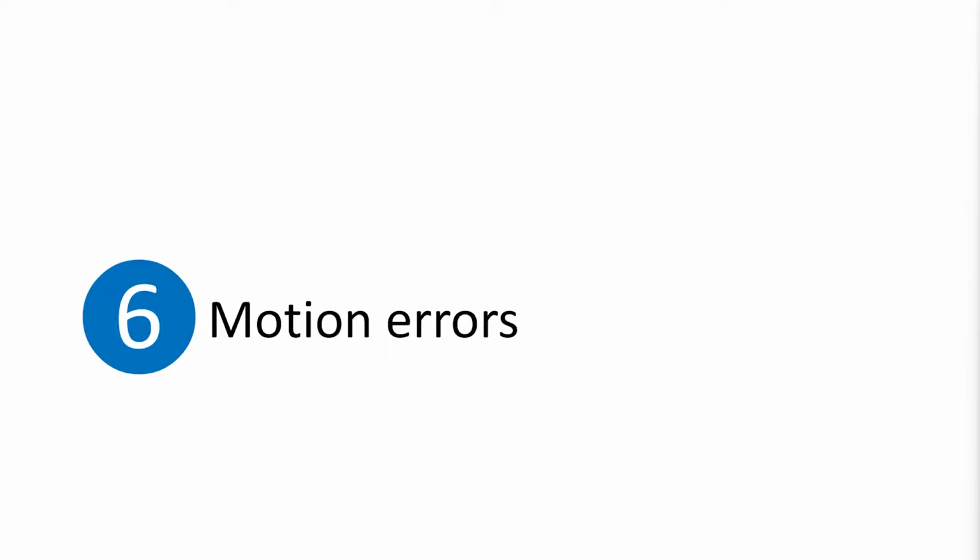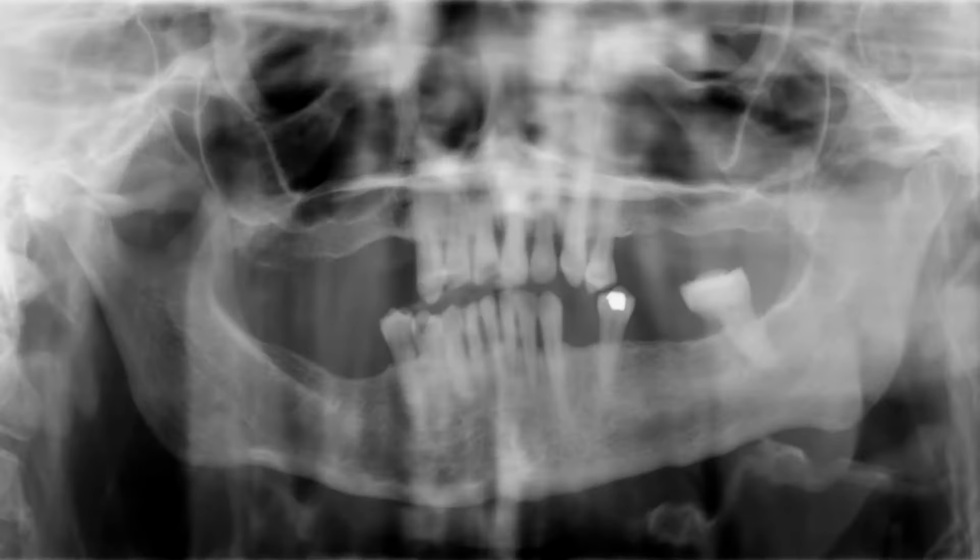Please do not talk to the patient during exposure. The patient may want to reply, causing motion. Sometimes the patient wants to look at the motion of the panoramic unit, so it might be a good idea to ask the patient to close their eyes during exposure. Occasionally, for a large patient, the machine may hit the shoulder of the patient, causing some motion.